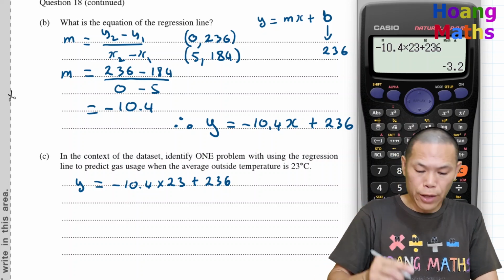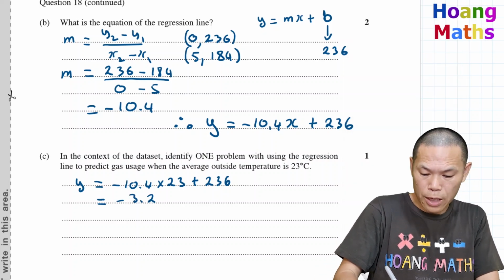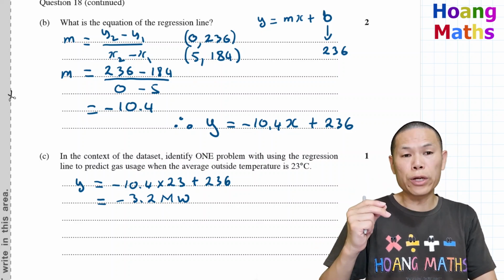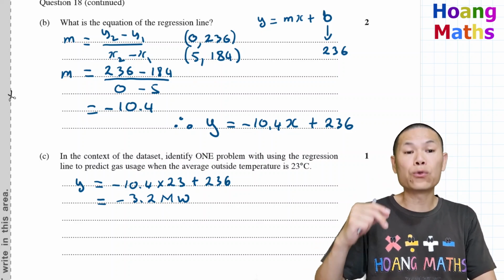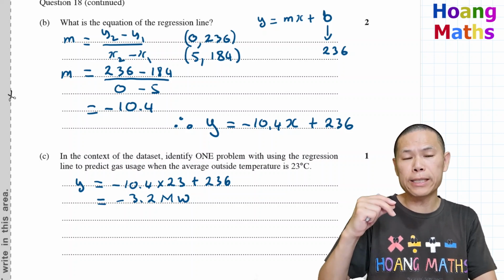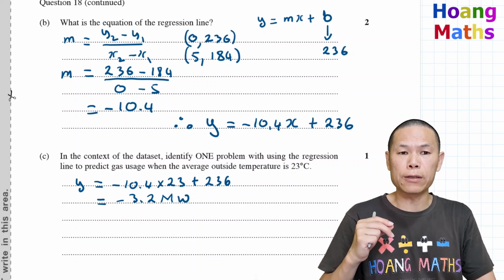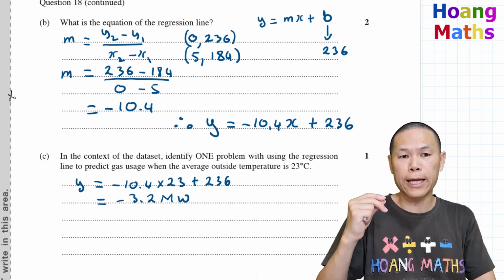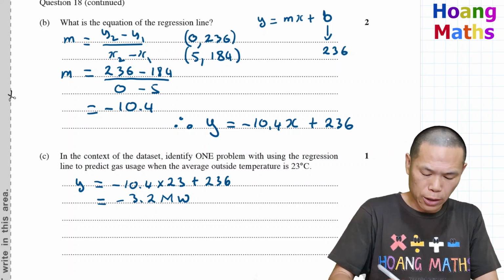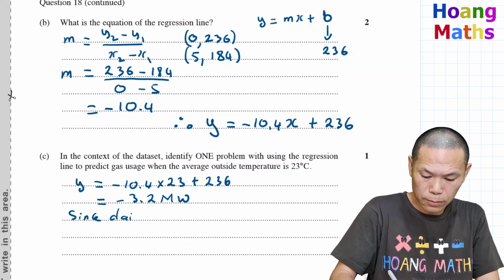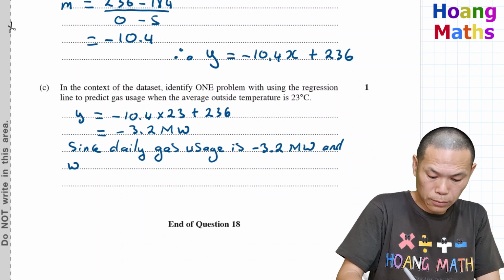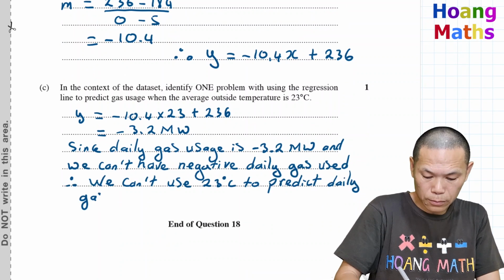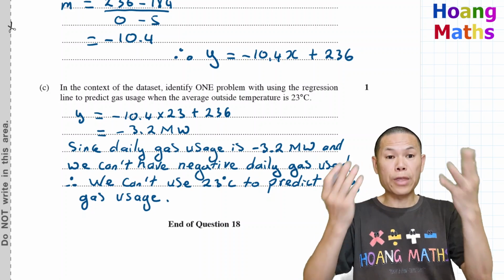So there you go, negative 3.2 megawatts. Since x is equal to 23, y is equal to negative 3.2 megawatts. That means the daily gas usage is negative. So therefore, we cannot use 23 degrees Celsius to predict the daily gas usage. Okay, keep that in mind. So let me just write this down. There you go.